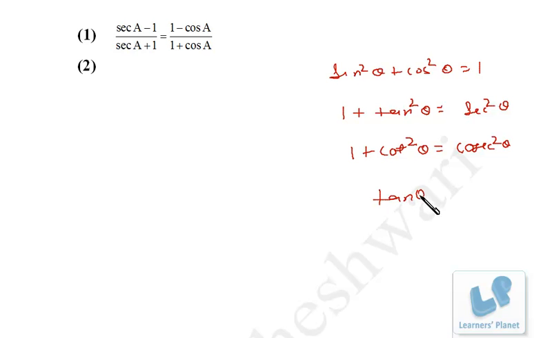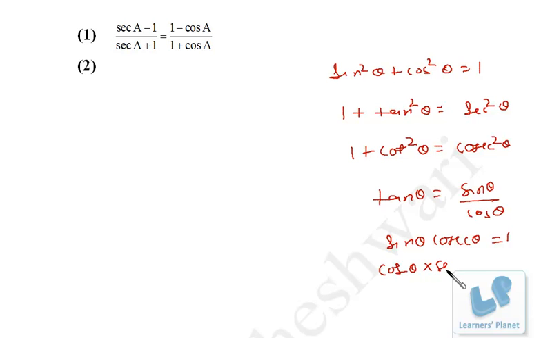Tan theta is equal to sin theta by cos theta. This is also useful, and sin theta and cosec theta are reciprocals of each other. So sin theta into cosec theta is 1, cos theta into sec theta is 1, and tan theta into cot theta is 1, right? So these identities will be used.